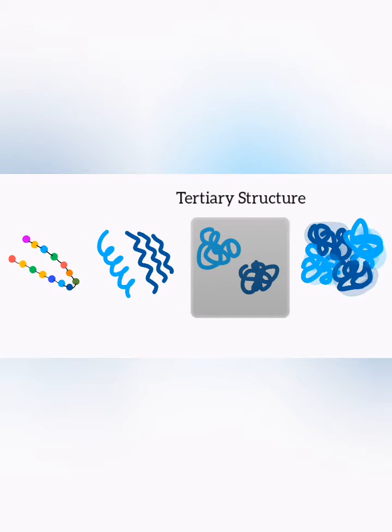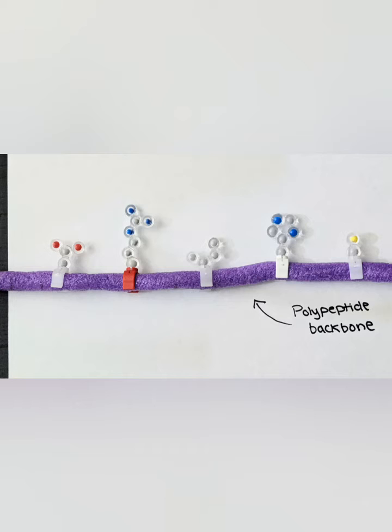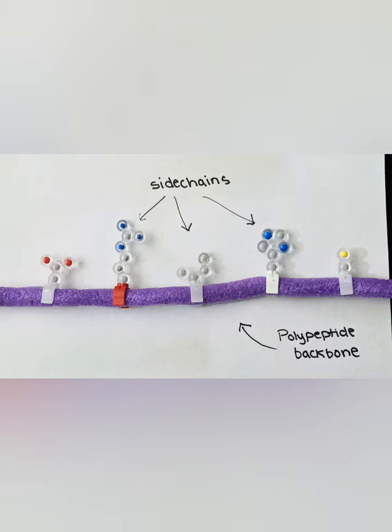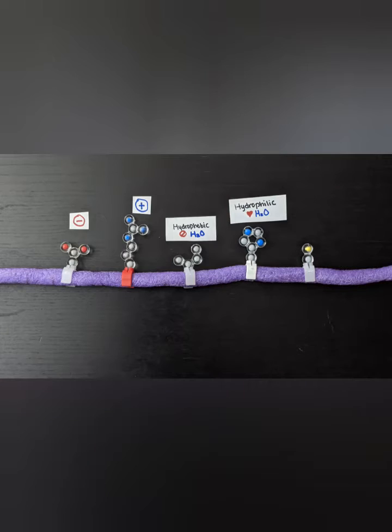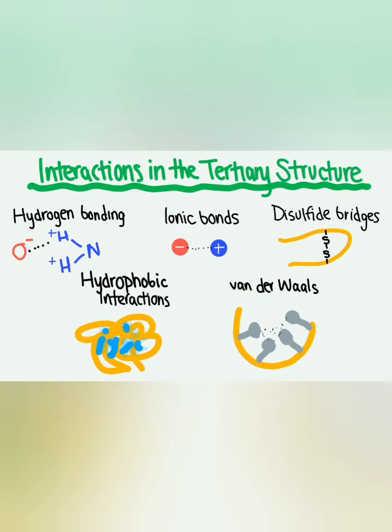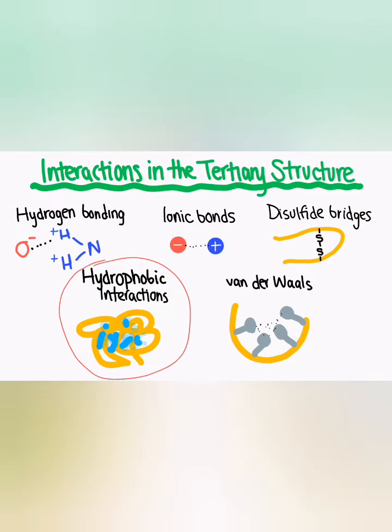The next and final step is the tertiary structure, which describes the interactions of the amino acid side chains that form an overall 3-dimensional shape. Remember, side chains have many properties and can form bonds with one another. There are multiple interactions that determine the tertiary structure, but hydrophobic interactions are the predominant ones.